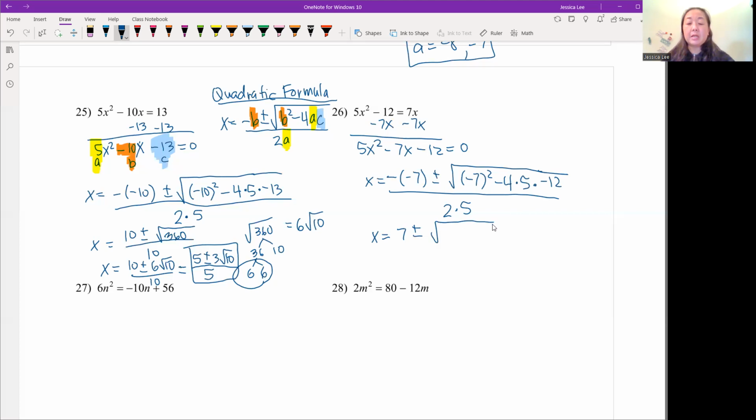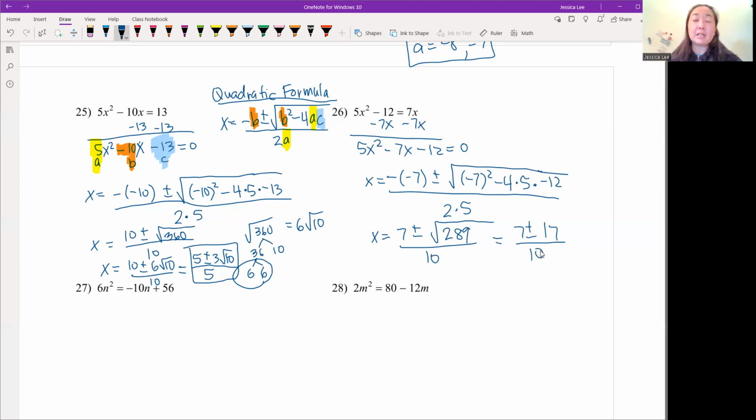So let's figure out what's inside. If I get 289, I was like, 289, that seems so familiar. So I square rooted it and we actually do get a number, 17, which means that this was factorable. The reason why I can tell is because I get a nice number like that. So this is equal to 7 plus or minus 17, because the square root of 289 is 17, divided by 10.